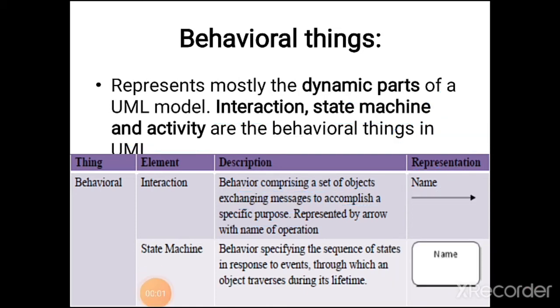The next behavioral thing is state machine. We know that state machine contains states and events. Here this behavior specifies the sequence of states in response to events through which an object traverses during its lifetime. So state is represented using a rectangle containing the name of that state, and a transition from one state to another occurs when an event occurs.